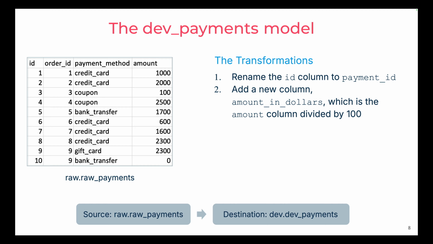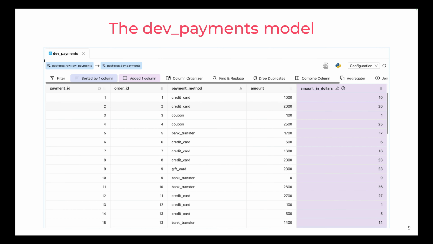This is the lineage of the model. So the source is raw payments, and we will use the dev schema and a table named dev payments. When it's done, this is how the dev payments model will look like. Now let's see how to get this done in Visitran using no code.